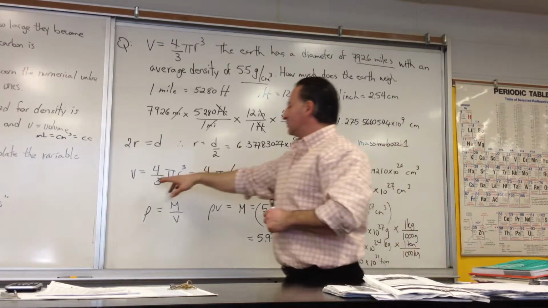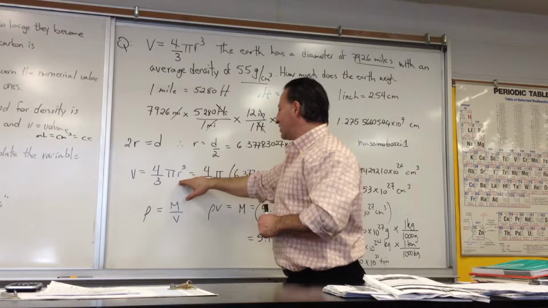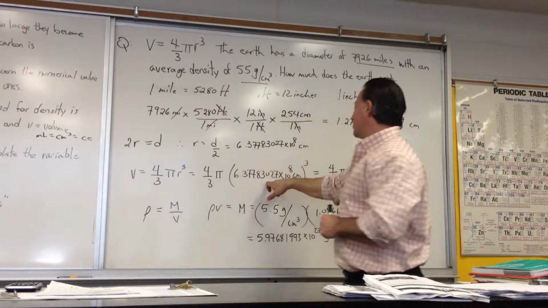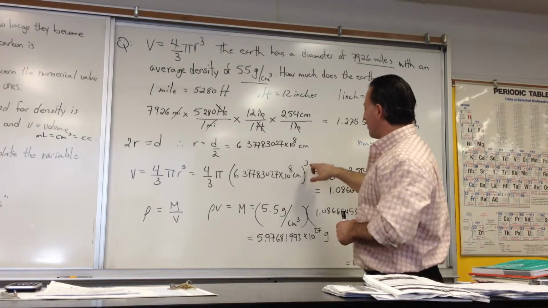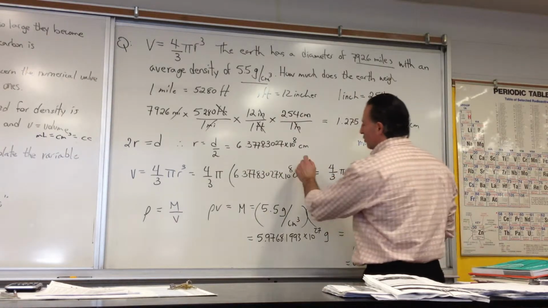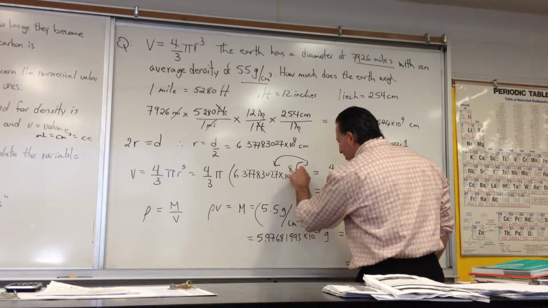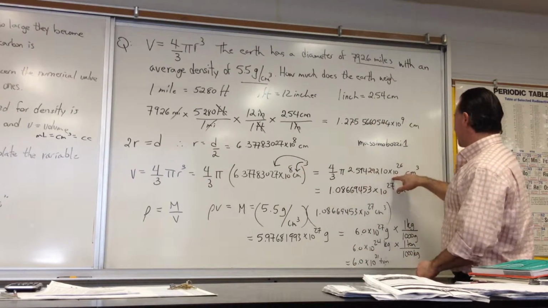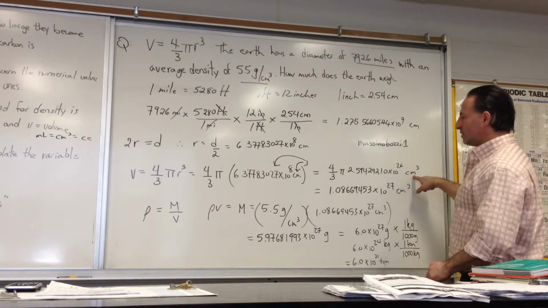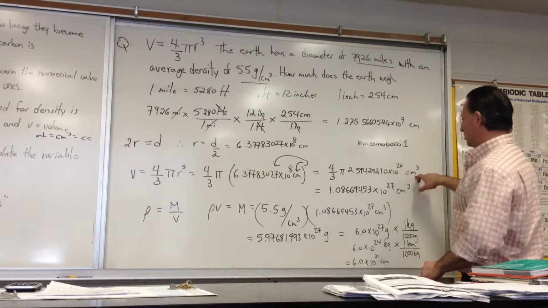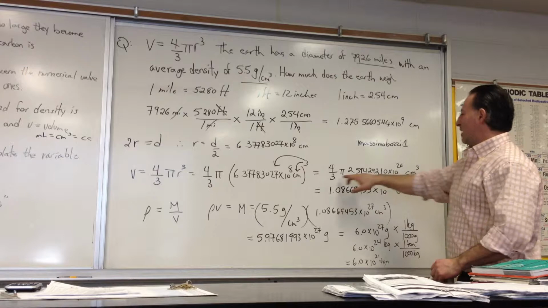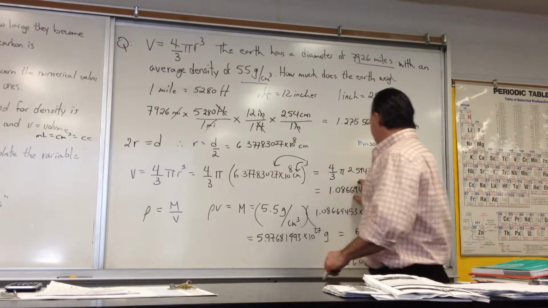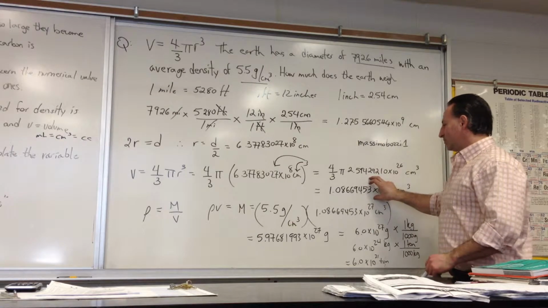We then plug in the value of radius into the equation for the volume of a sphere: 4 over 3 pi times the radius to the power of 3. Remember that when you raise to the power of 3, you not only apply it to the number, but also to the unit. So the answer becomes 4 over 3 pi times this number, centimeters cubed. Here's the volume of the Earth in centimeters cubed. When you multiply by 4 over 3 pi, you get this number.